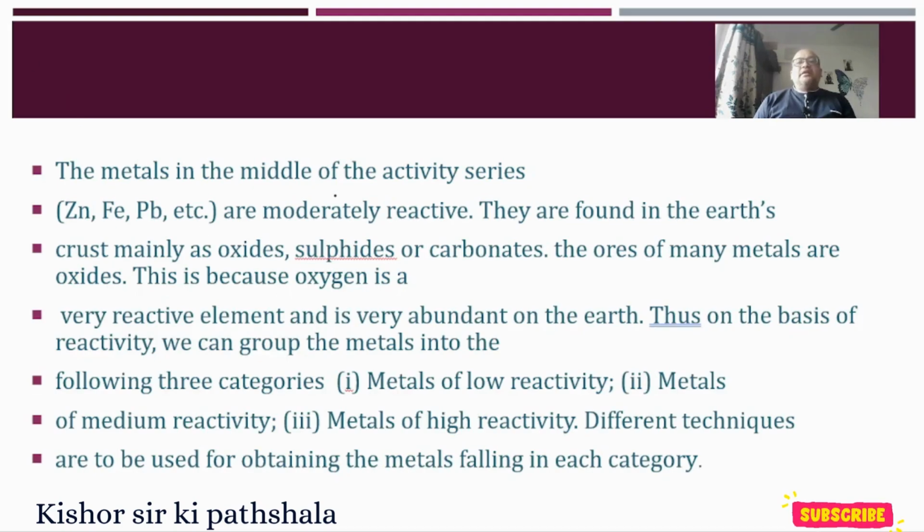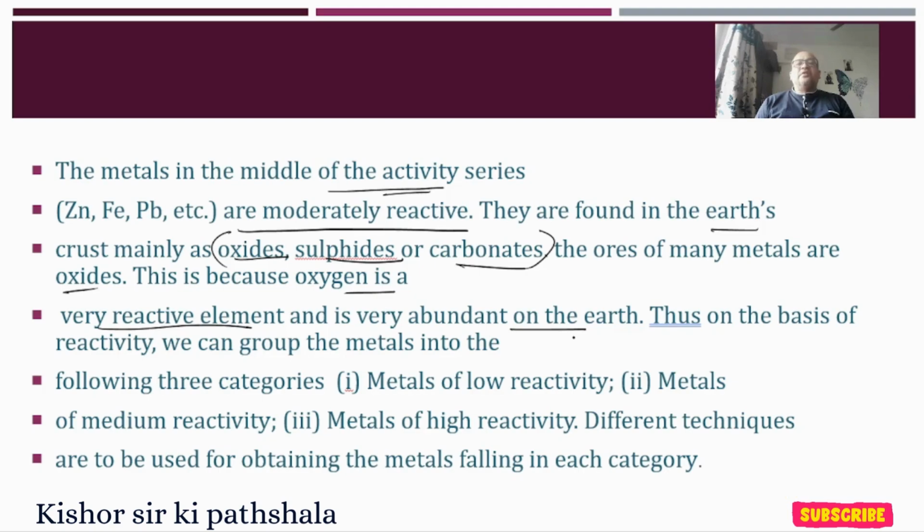Now, how do the metals in the middle of the activity series behave? In the middle of the activity series, we have zinc, iron, and lead, which are moderately reactive. Often they are found in the Earth's crust in the form of oxides, sulfides, and carbonates. The ores of many metals are oxides. Why? Because oxygen is a very reactive element and it is very abundant on the earth.